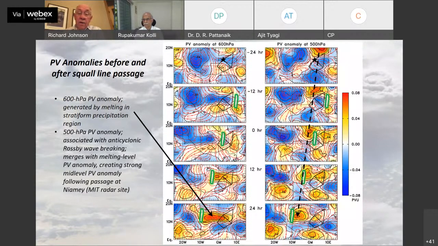So here we have two features, two different PV sources. One is associated with melting, and another appears to be anticyclonic Rossby wave breaking, although we need to look into this in more detail by looking at analyses farther to the north, that comes into the region and amplifies the PV behind this squall system. Next.